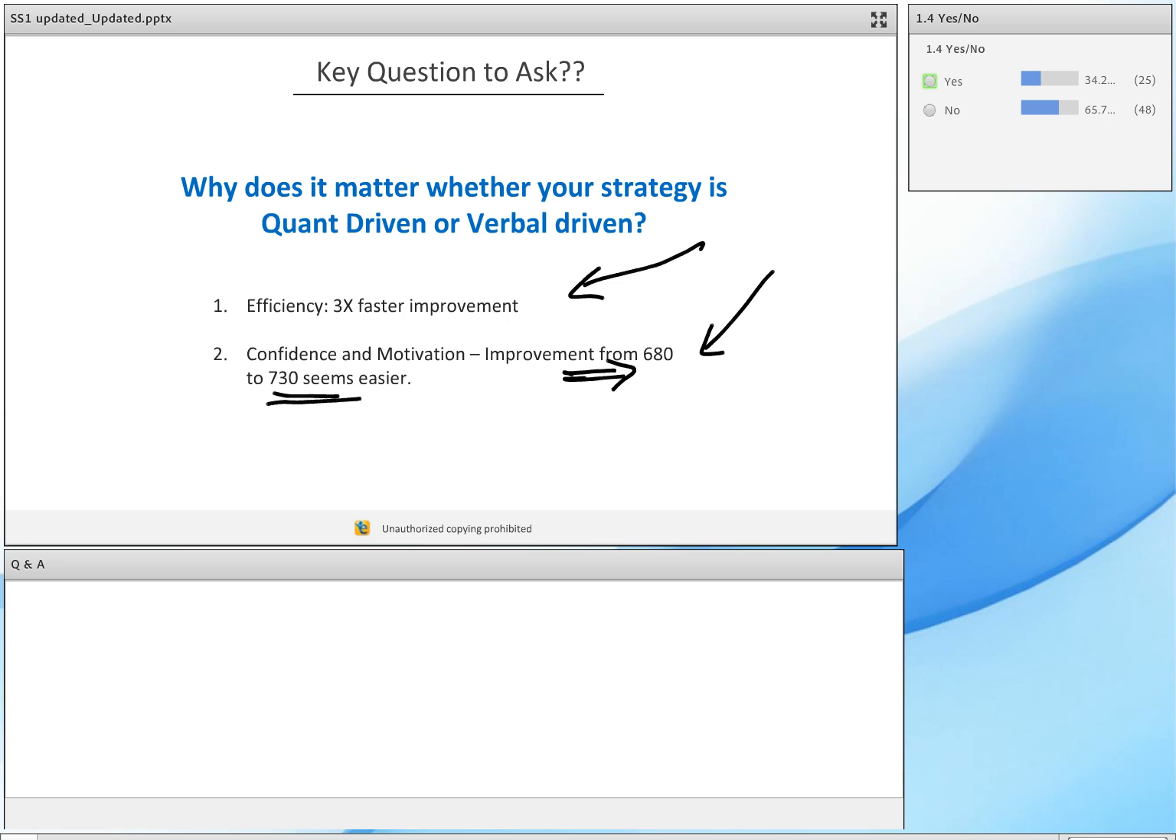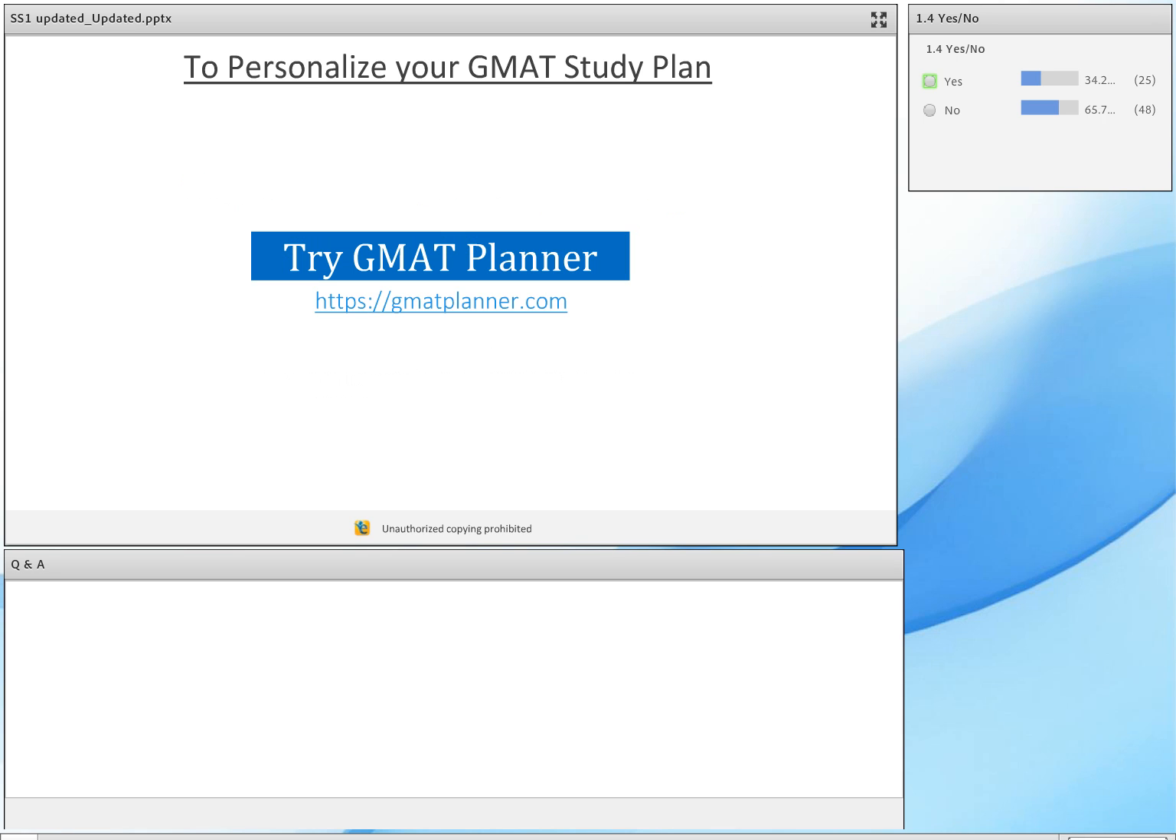Not everyone's aiming for a 700. Many of you are aiming for a much higher score. How can you get to that score? Just go to gmatplanner.com and move forward from there. And if you need your starting scores, take a Sigma X mock.